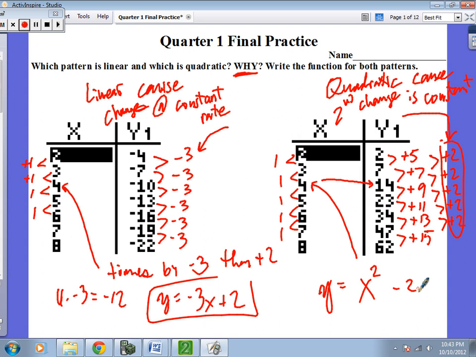Let's try another one. You got to try a couple. Let's try 5. 5 squared is 25. Subtract 2 is 23. Yep, I think I got it. 3 squared is 9. Subtract 2. That puts me up at 7. Got it. So your quadratic, I'll give you an easy one just like that.